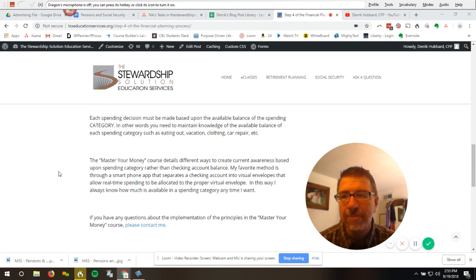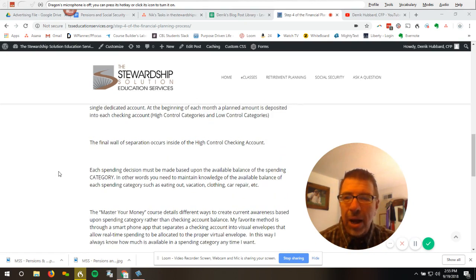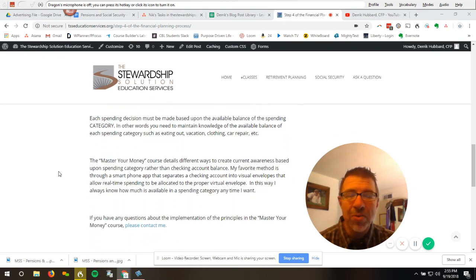So this is our third wall of separation. The wall of separation within the last category, this high control dedicated checking account. How do we keep control? How do we maintain some level of accountability and current awareness of what's going on in each of these categories? That's the real challenge. There are lots of tools out there, but ultimately, what makes a system effective to keep tabs on a particular spending category?